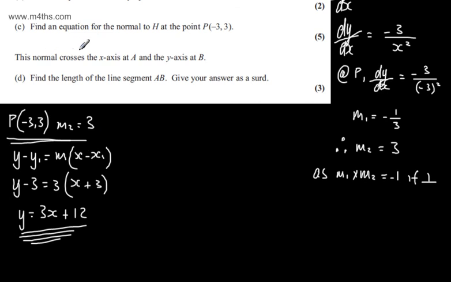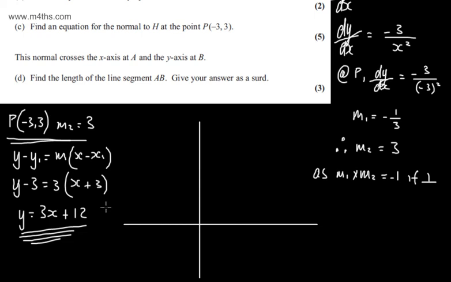We're now told this normal crosses the x-axis at A and the y-axis at B. In part D, for 3 marks, we're asked to find the length of the line segment AB, giving our answer as a surd. Okay, so let's just sketch this up. We've got 3x plus 12.